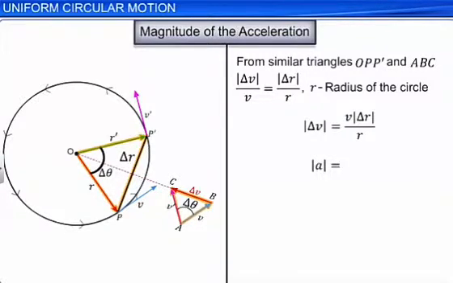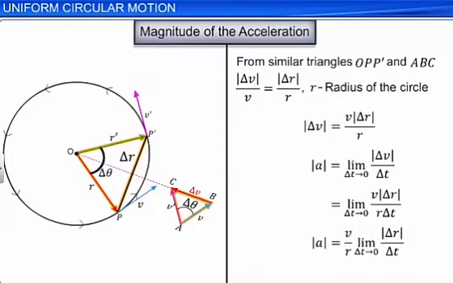Magnitude of A is equal to the limit as Δt approaches 0 of |ΔV|/Δt, which is equal to the limit as Δt approaches 0 of V into |ΔR|/(RΔt). This expression can be written as |A| is equal to V/R into the limit as Δt approaches 0 of |ΔR|/Δt. Let this be equation 1.